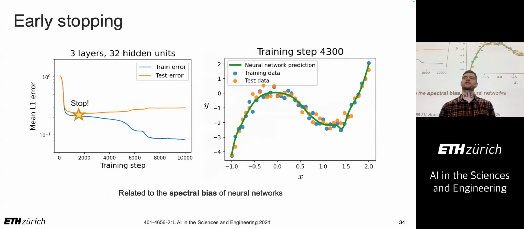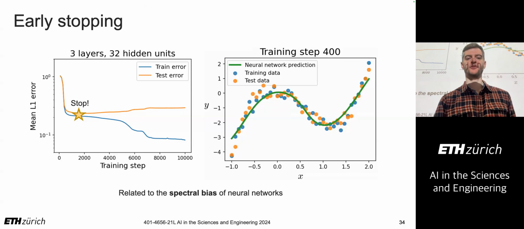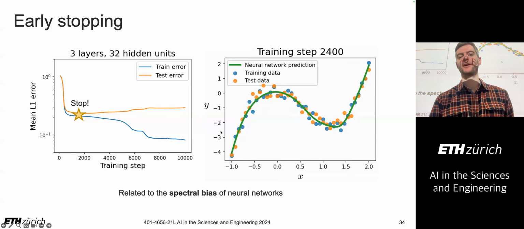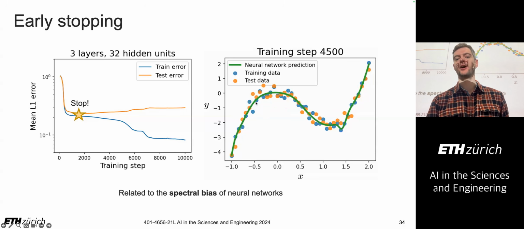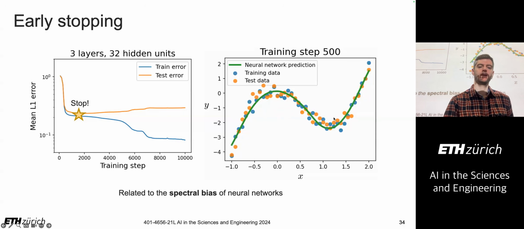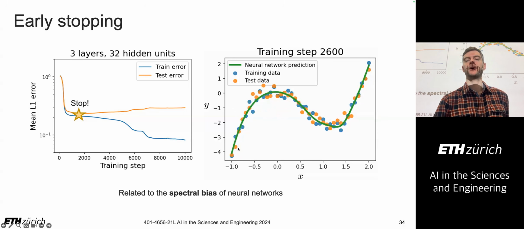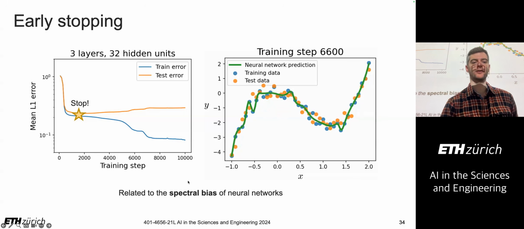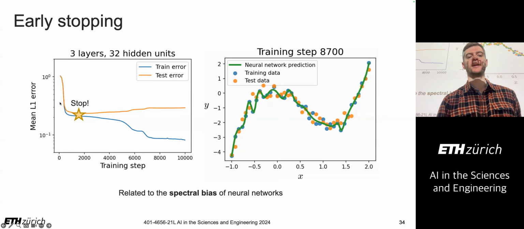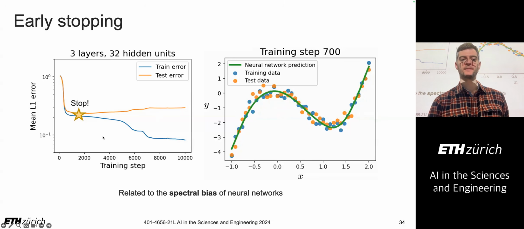Okay, the next regularization method that is also used a lot in practice is early stopping. What I'm showing here is this over-parameterized network that eventually overfits to the data and gives us poor generalization. I'm showing how the network prediction evolves over training steps, and it's very interesting to plot the test error and the training error as a function of training step.